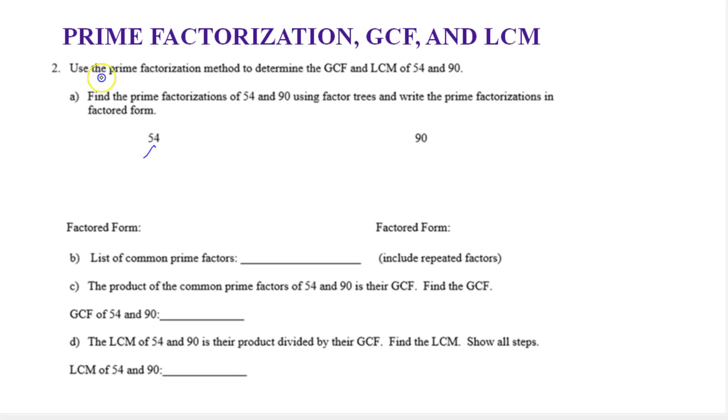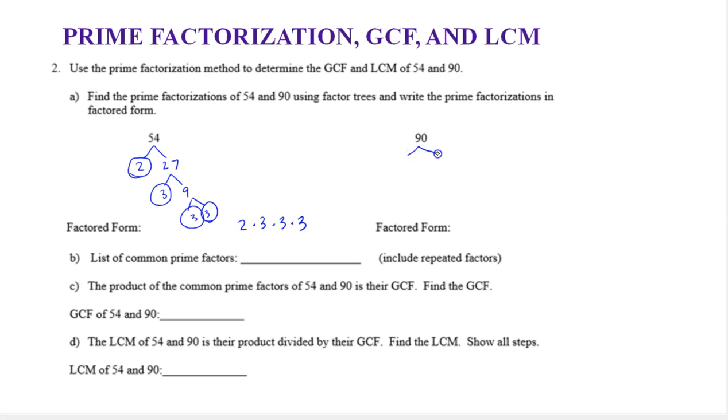So 54, I see that it's even because it ends in 4, so I'm going to divide it by 2. And I happen to know that this is 2 times 27. If not, just check on your calculator. 27, well, that's 3 times 9. You might know that from your multiplication facts. And again, if you don't know, you just check the prime factors less than it. And 9 is 3 times 3. Okay, should have left more room here. So the factored form, we have 1 factor of 2 and 3 factors of 3 is the prime factorization of 54. Now let's look at 90.